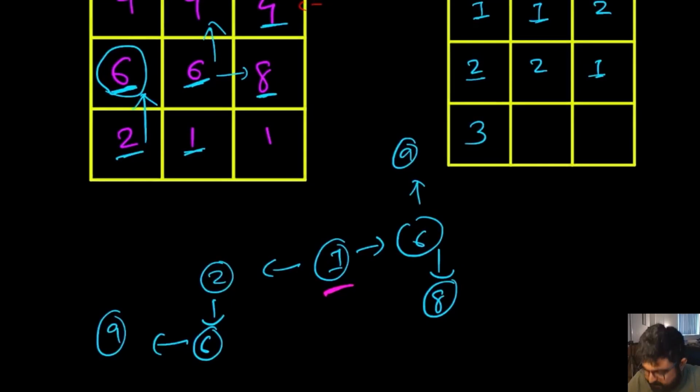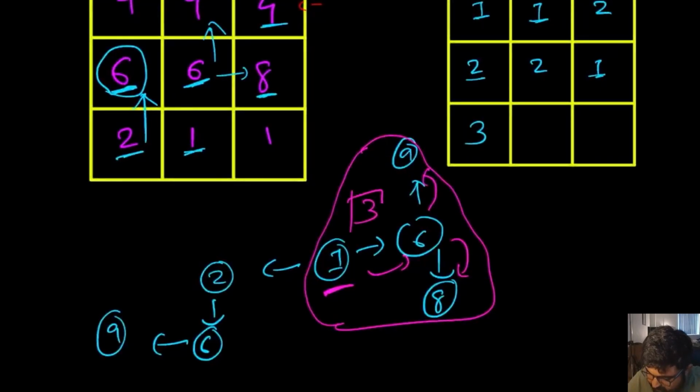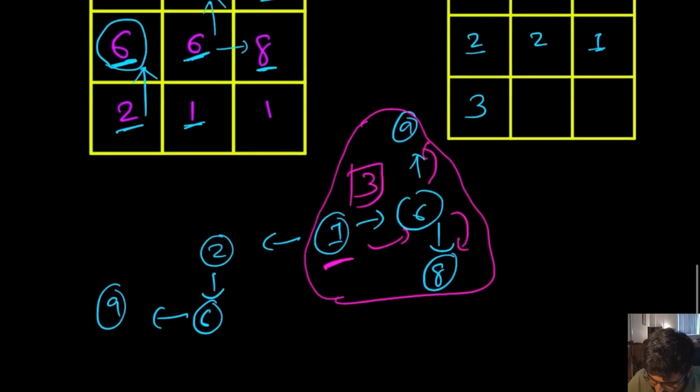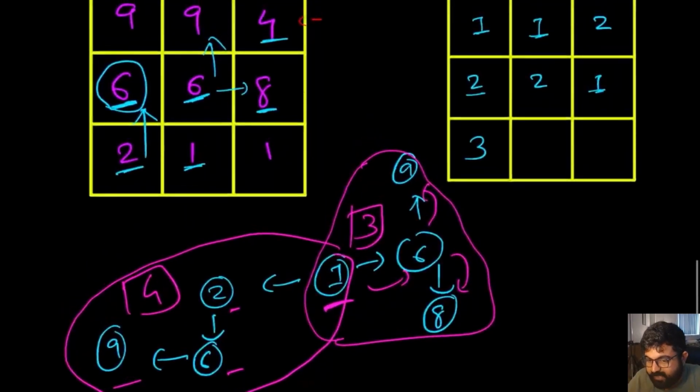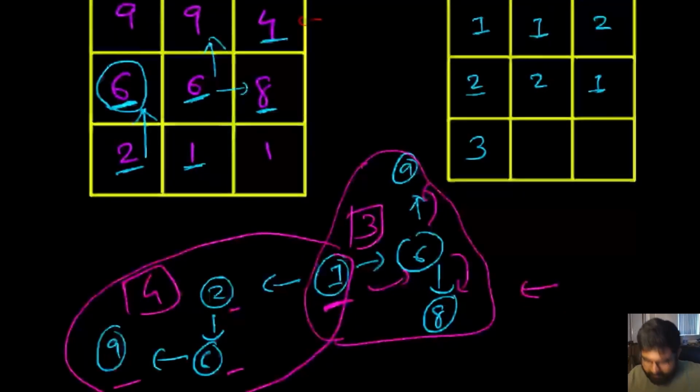Let's assess each path. If we go from 1 to 6, then from 6 we can either go to 8 or go to 9. In either case, the answer for this portion is going to be value number 3. But if we decide to go from 1 to 2, 2 to 6 and 6 to 9, we are going to get the answer of value number 4. So 4 is the maximum answer we can get, but we don't actually have to do all of this computation. Why? Because we are using dynamic programming. That is the most important concept so far.